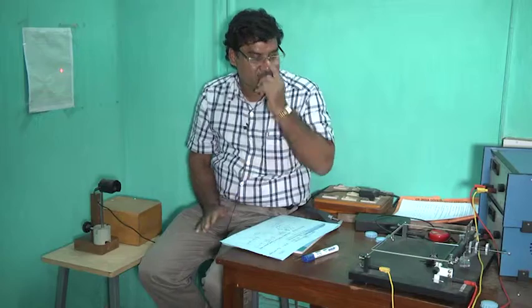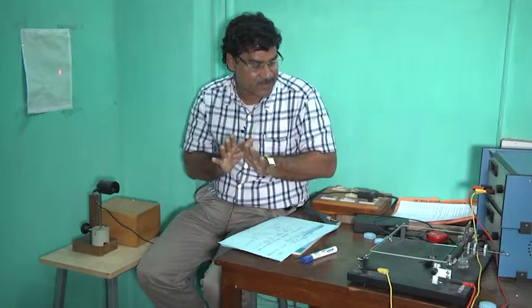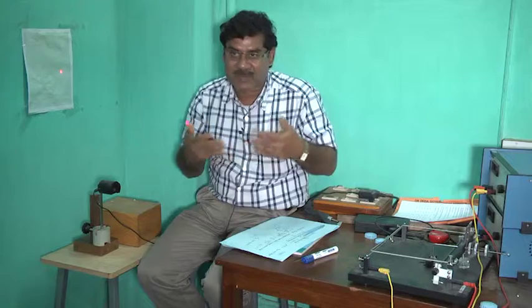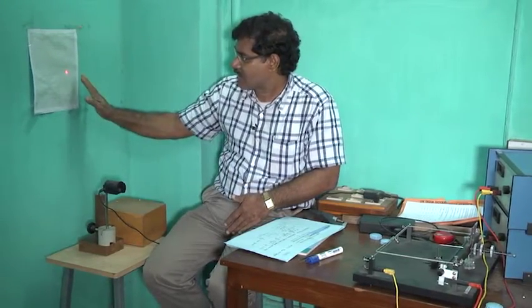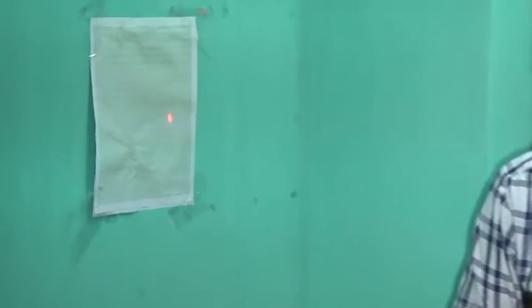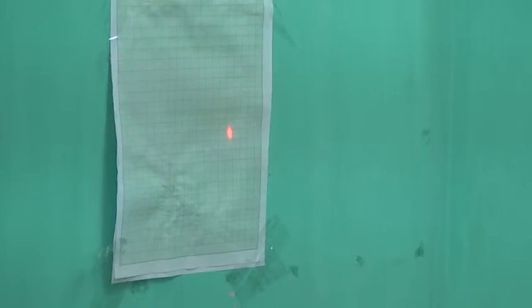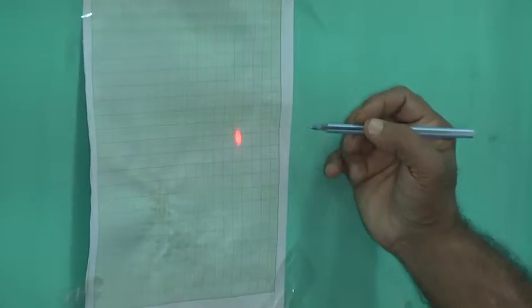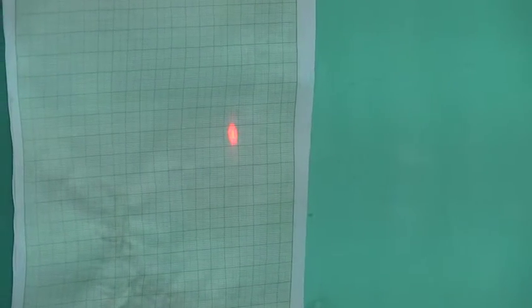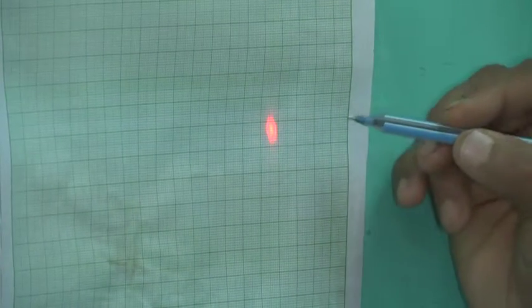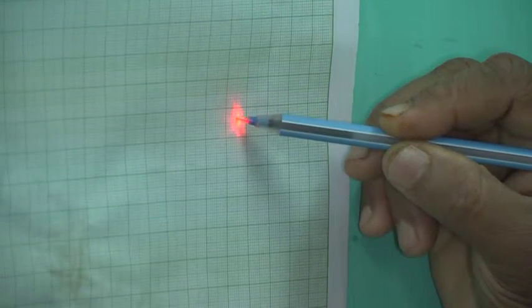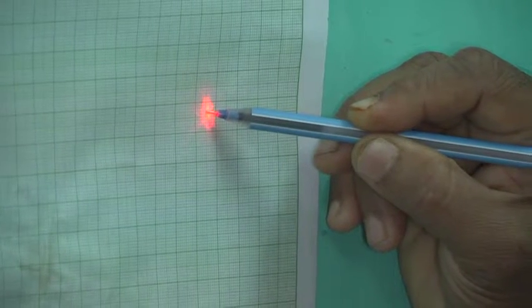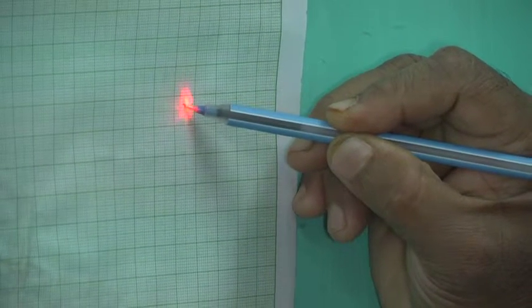Actually, you should not use any fan, and I should not talk much either. Then it will start the process. So it is more or less steady. In this steady position, I will mark it. Basically, even if it oscillates slightly, you should find out its mean position. So I will mark this position.